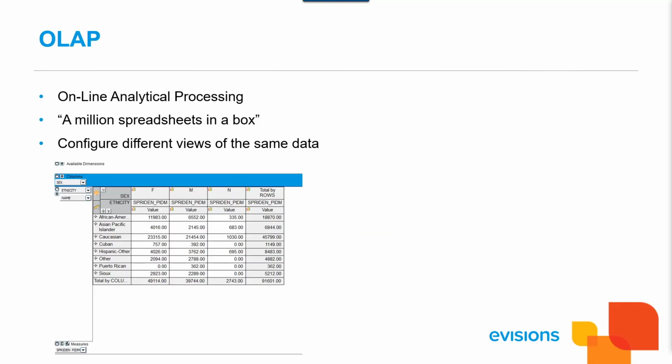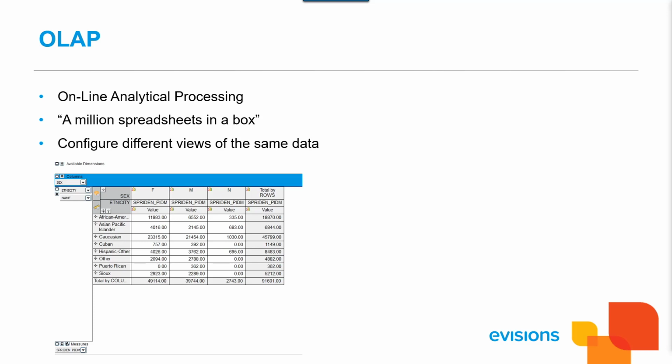So next we're going to go over OLAP data cubes. Now OLAP, or Online Analytical Processing, is a specific way to represent statistical data for executives, specialists, and analysts. A popular definition is a million spreadsheets in a box. Now the key to OLAP is its ability to allow the end user to configure different views of the same data in an electronic spreadsheet format. So by moving rows and columns or clicking on them, the user makes the system perform calculations and show data in different aspects.